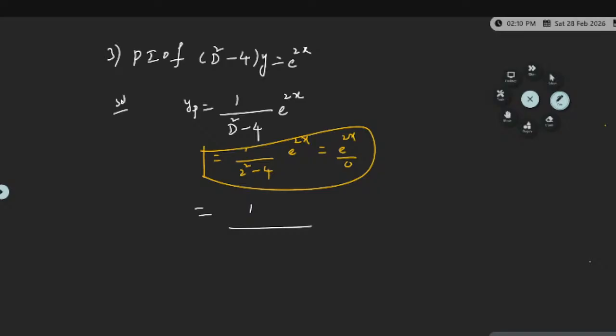How to solve? Now it falls under case 2. Can you please read the procedure? If the denominator is 0, split f of d into factors. Now d square minus 4 can be written as d plus 2 into d minus 2. Split f of d into factors. Okay, next.